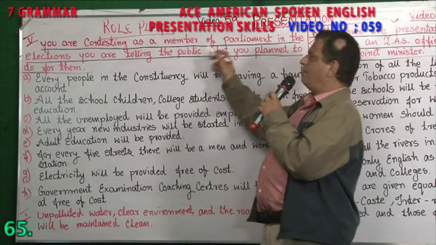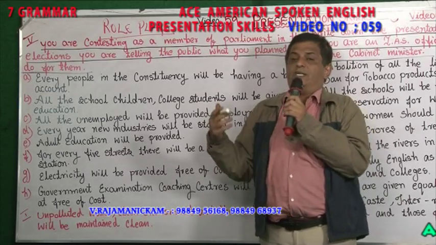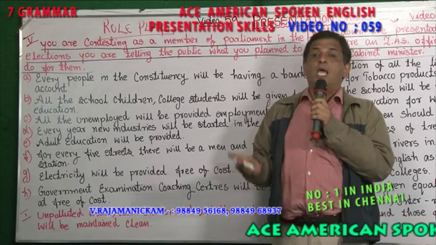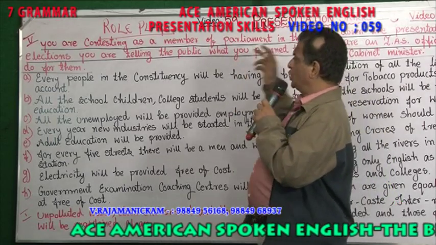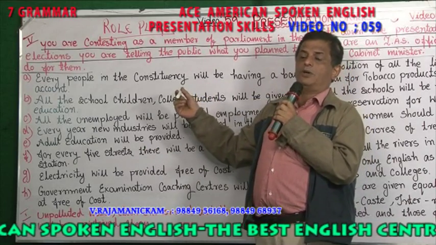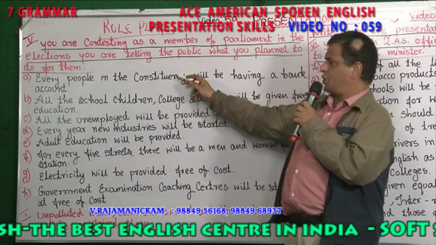You are telling the public. So what you have to do? You have to go and canvass. You have to tell the public what you plan to do, what your party plans to do, and why you should be elected, and what you plan to do for them. See, the first point is you're going to give the points like this. You can add your points also. Every person in the constituency.